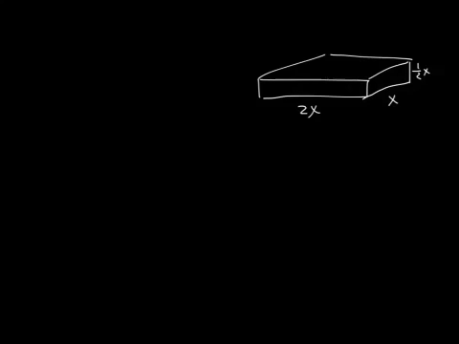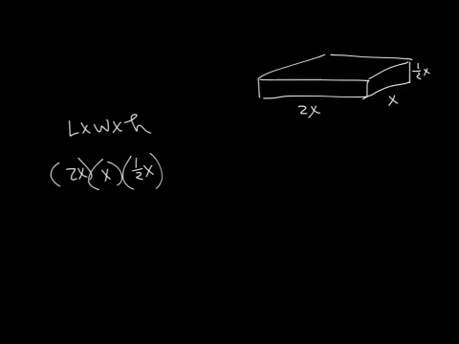Write an expression for the volume. Well, what is the volume of a rectangular solid? Length times width times height. So my length is 2x. I'm going to multiply that by the width, and I'm going to multiply that by the height. It doesn't ask me to solve it. All it asks me to do is write an expression. Okay, if you want, you can multiply all these together.